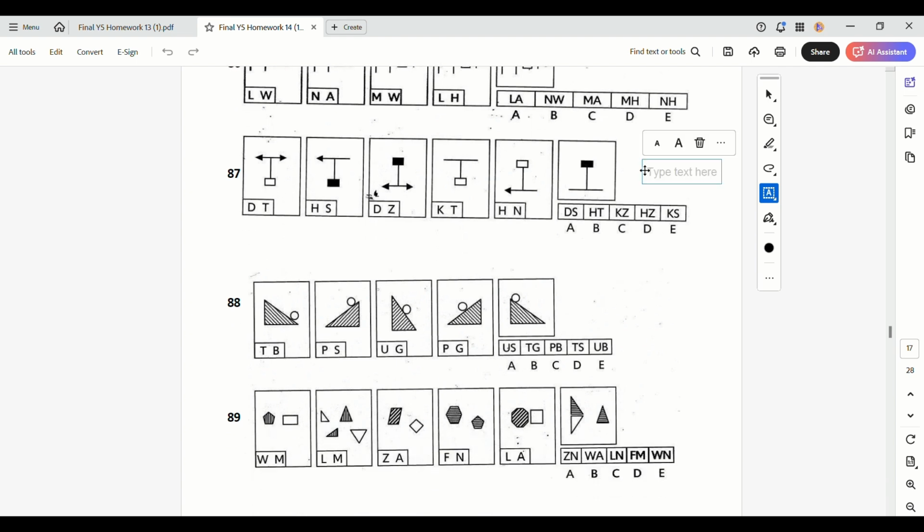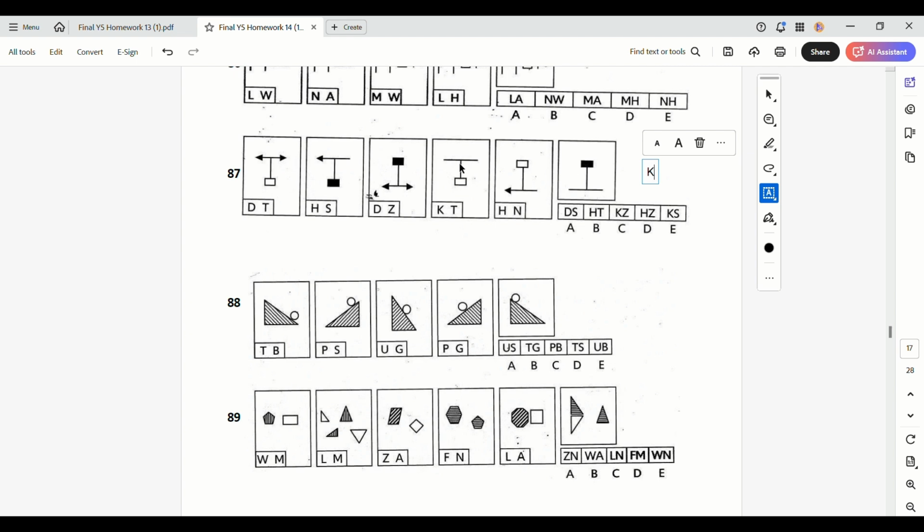Question 87. D and D seem to mean that they have 2 arrows. H would mean 1 arrow, K would mean no arrows. So this is an H as well. This is going to be K. Example shape, no arrows. And we've got T and T. What could that mean? That could mean that the line is going up from the rectangle, and the rectangle is white. I think that's what it means.